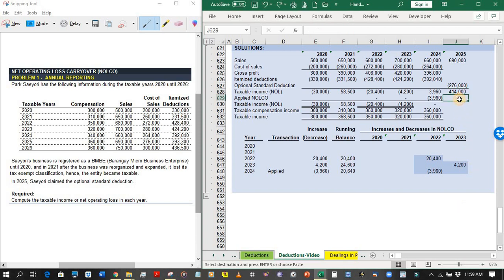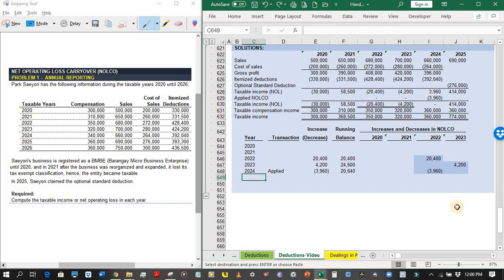And again, once OSD is selected, we cannot apply the NOLCO from prior periods. So our beginning balance of NOLCO for 2025 is 20,640 pesos. So this cannot be deducted against 414,000 pesos. So our taxable business income in 2025 is 414,000 pesos. And this will be added to our taxable compensation income of 360,000 pesos. So that is why our total taxable income, both business and from compensation, is 774,000 pesos.